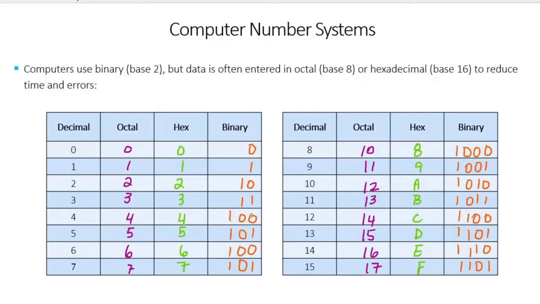Let's take a quick look at this comparison table. We're comparing the decimal, octal, hex, and binary number systems. Shown is decimal counted from 0 through 7, and then onwards from 8 to 15. You remember that the octal numbers 0 through 7 and the hex numbers 0 through 7 match up nicely with the decimal numbers 0 through 7. It's only afterwards that it gets a little hairier.